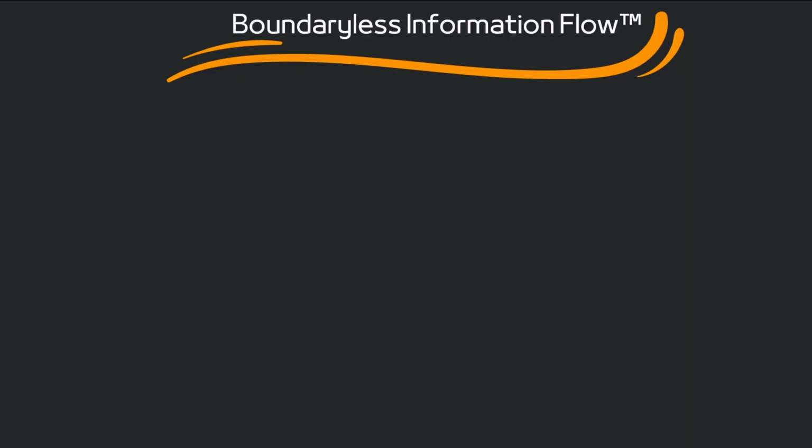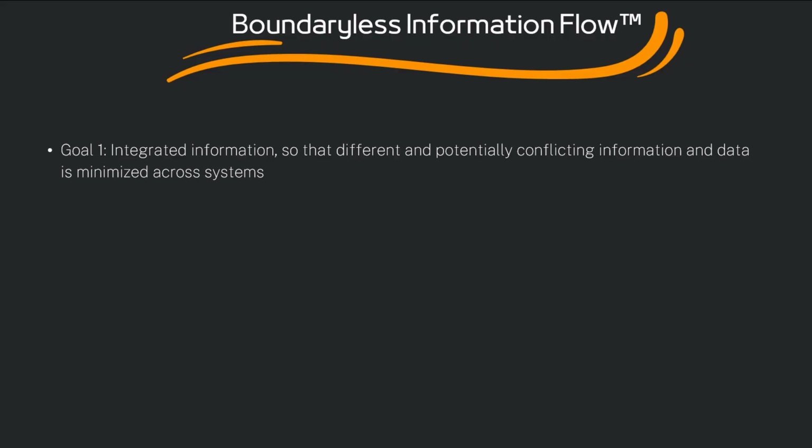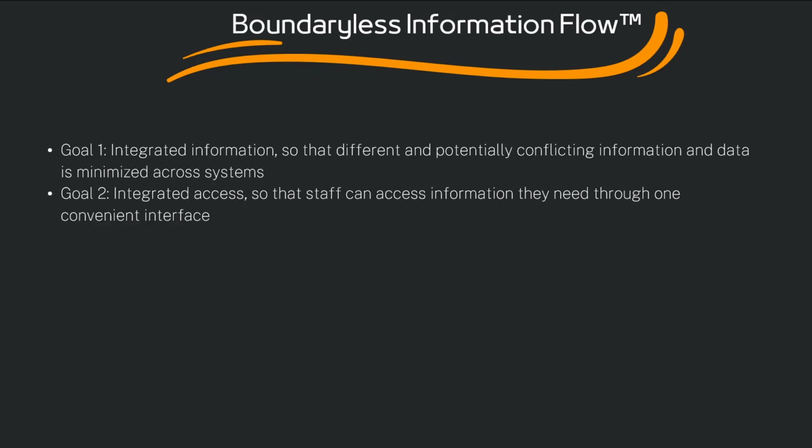There are two goals for boundaryless information flow. The first goal is integrated information so that different and potentially conflicting information and data is minimized across all the systems. The second goal is integrated access. This is so that staff can access the information they need through one convenient interface.